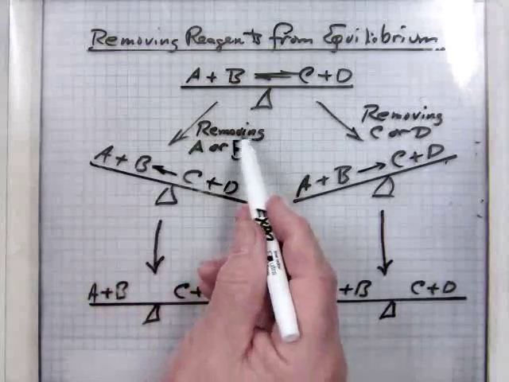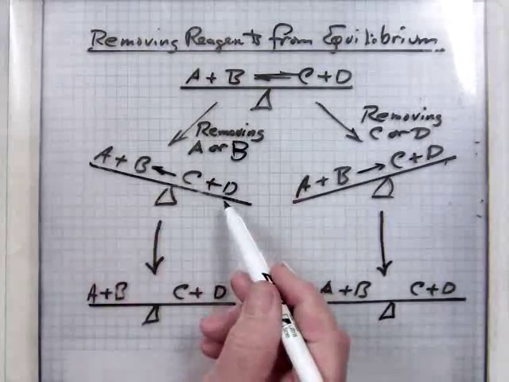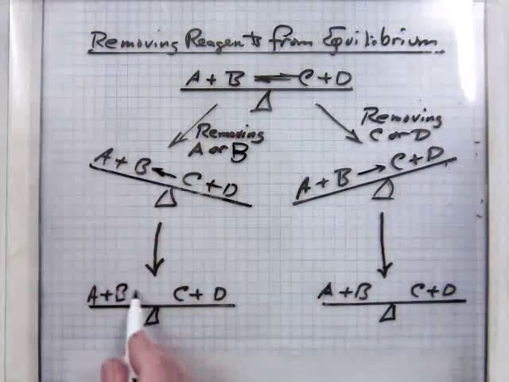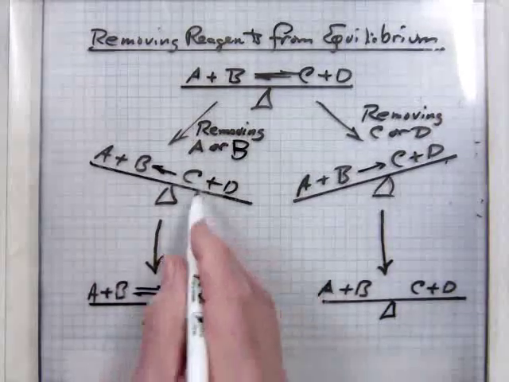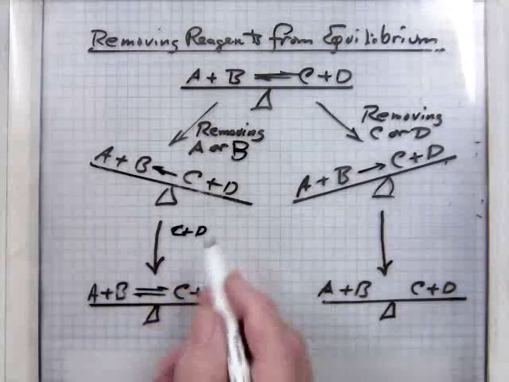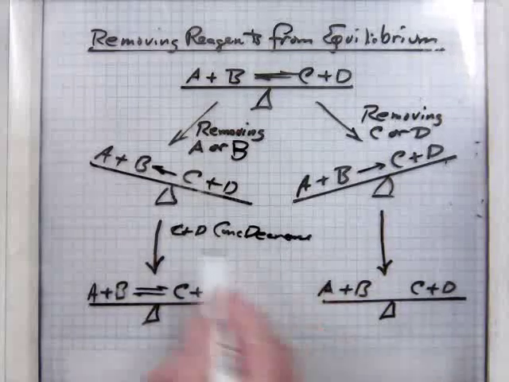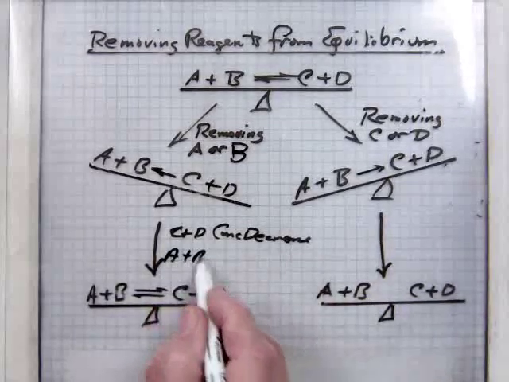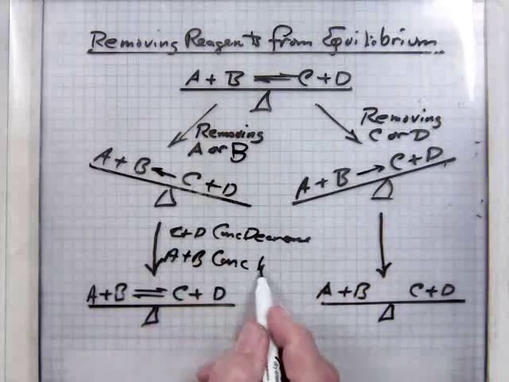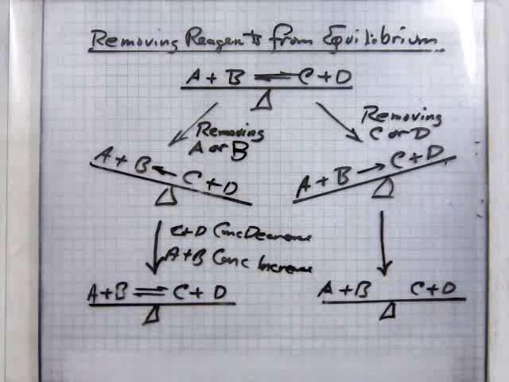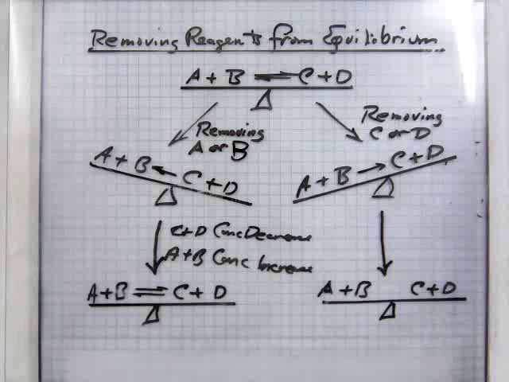So in the process of going from the applied stress to the new equilibrium, C and D concentrations decrease, and A and B concentrations increase. And this will show up in what we call the change row in the ICE table. How do they change going from one equilibrium to the new equilibrium? And we'll get to that in due time. And the opposite is true over here.